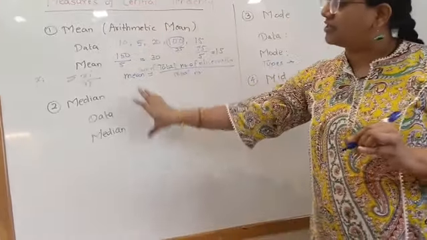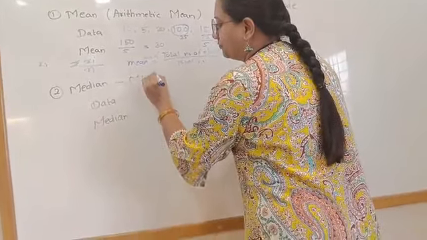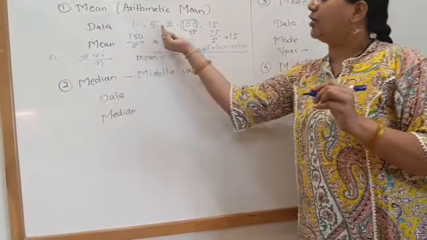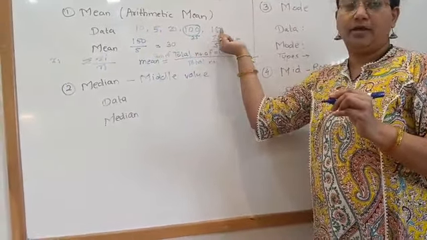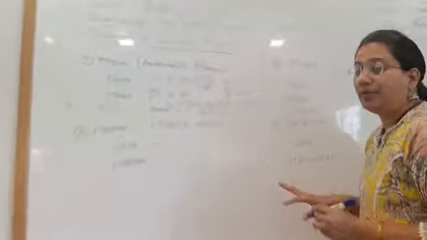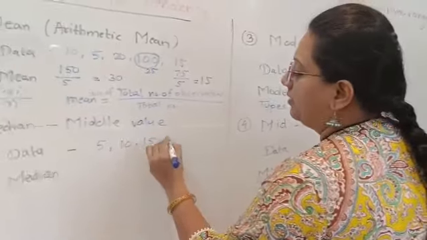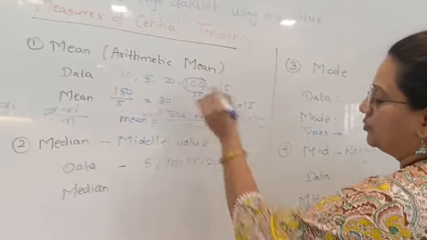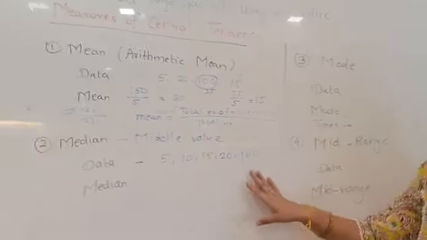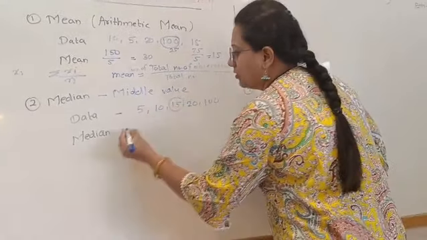Next measure is median. Median means middle value. Suppose my observations are the same: 10, 5, 20, 100 and 15. I will first arrange this data in increasing order because I want to find the median value. So I will write 5, 10, 15, 20, then 100. Okay, these are the 5 values. So median is nothing but the middle value. So median is 15.